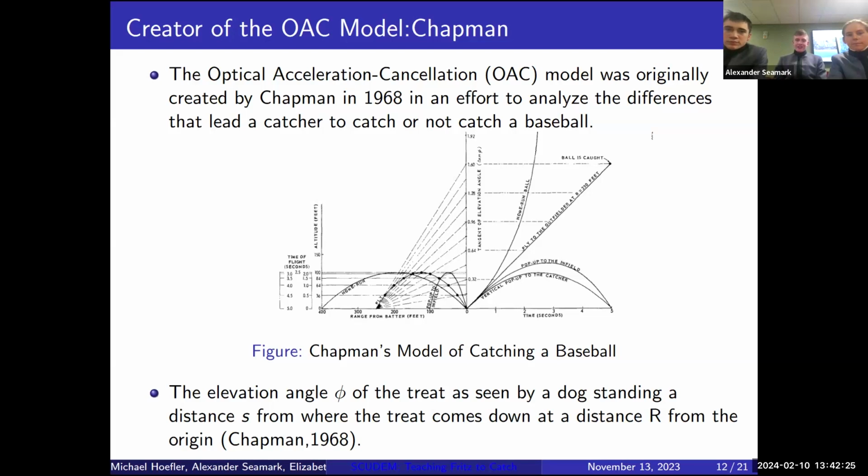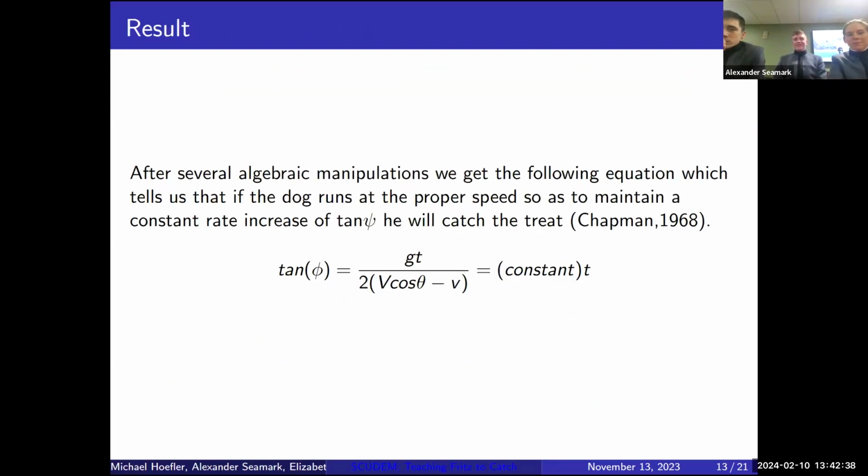And then the elevation angle of the tree as seen by the dog is standing at distance S from the tree, where the tree comes down at a distance R from the origin. After several algebraic manipulations of the equation that we showed a couple slides ago, you find out that a constant times tangent of phi is equal to a constant times t. And this shows how it's important for the dog to be able to catch it that they have to maintain that constant optical velocity.